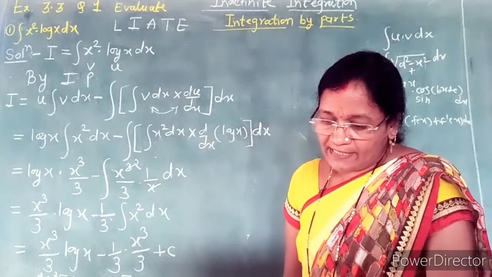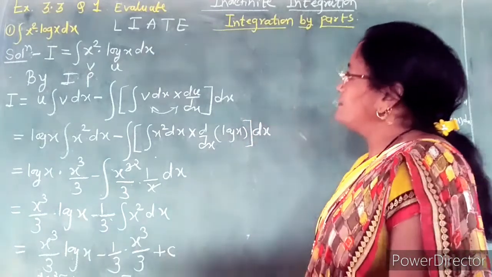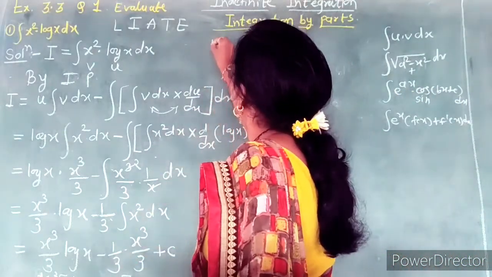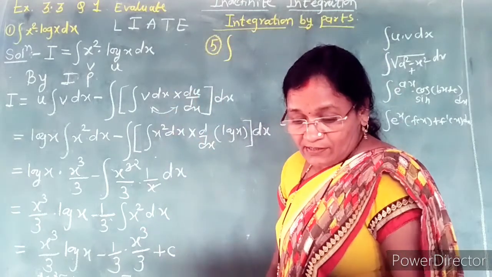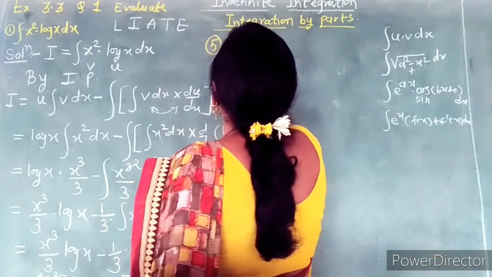Now we take the second integral, for an inverse function, by taking an adjustment. So we take here question number 5, taking the adjustment for the function. That function becomes the integral of x cube into tan inverse x.